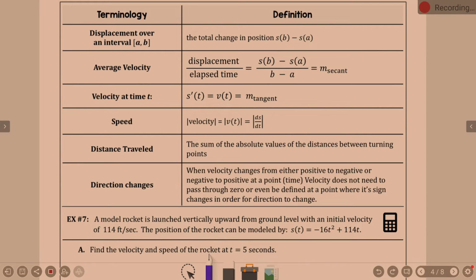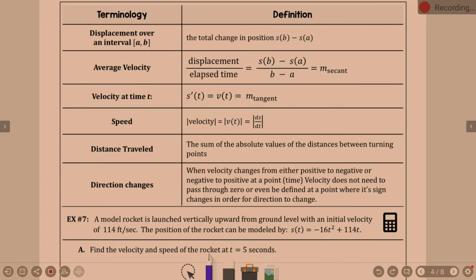Velocity at time t, you already know, velocity is derivative of the position function. It's also the slope of the tangent line. Speed, absolute value of velocity, so absolute value of the derivative of the position. Distance traveled, the sum of the absolute values of the distances between turning points. So that's taking all your distances and adding them up.